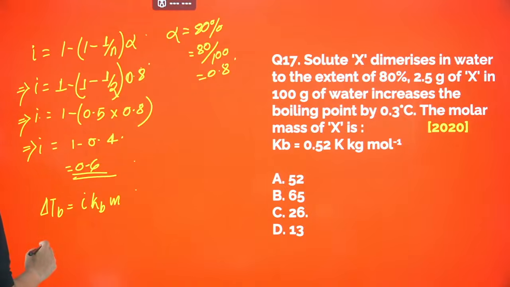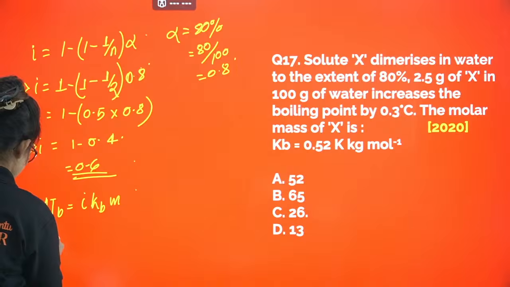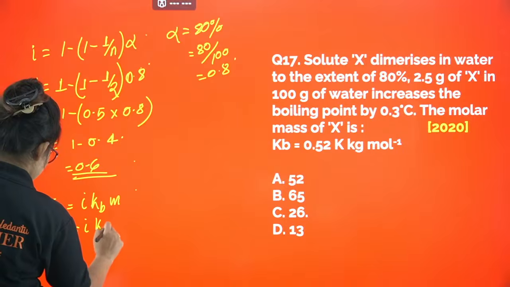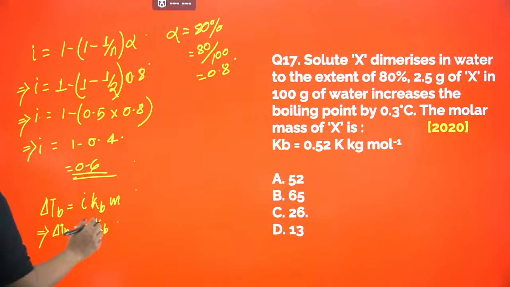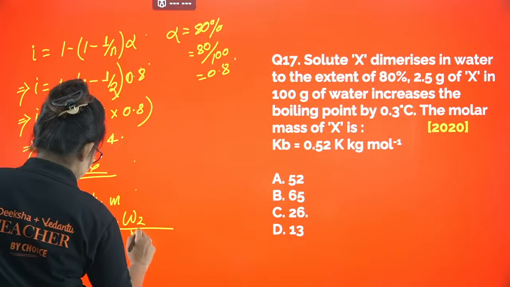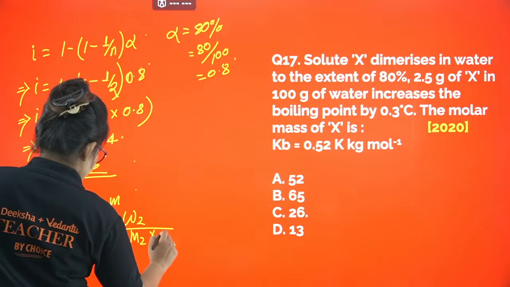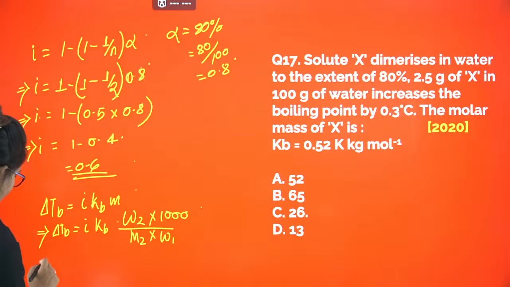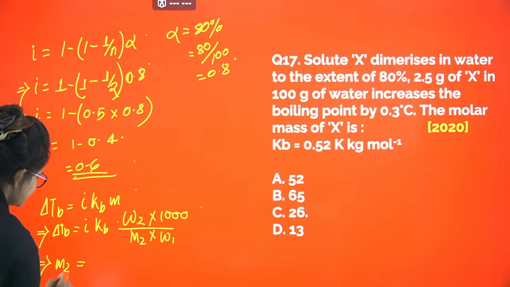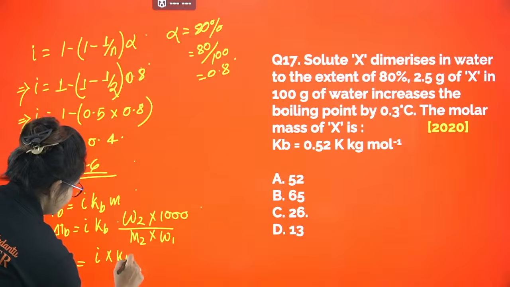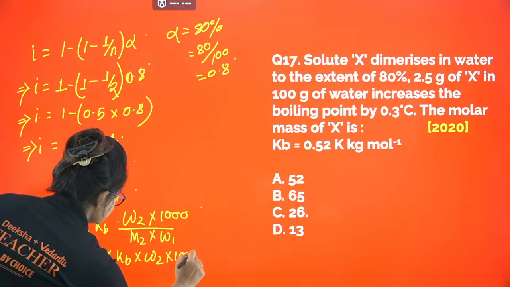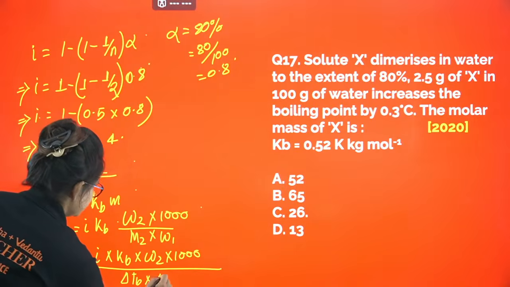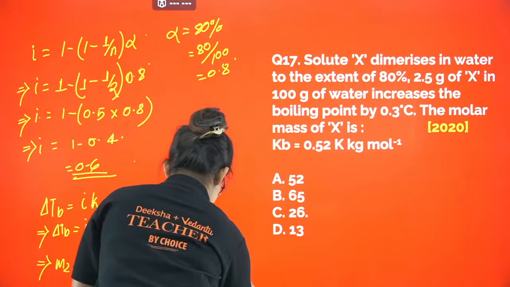So from here just put all the values. Delta Tb equals i into Kb into molality. Let's break it down. Molality is given weight by molecular weight into W1 into 1000. M2 I have to find out. So M2 is basically equal to i into Kb into W2 into 1000 divided by delta Tb into W1. Okay, let's put the values.